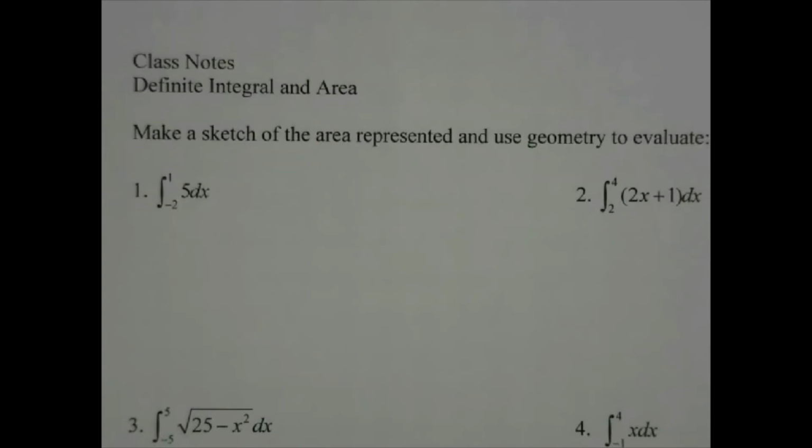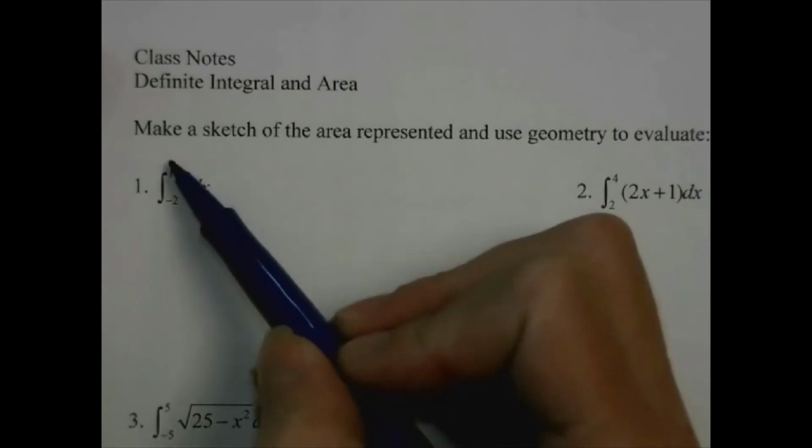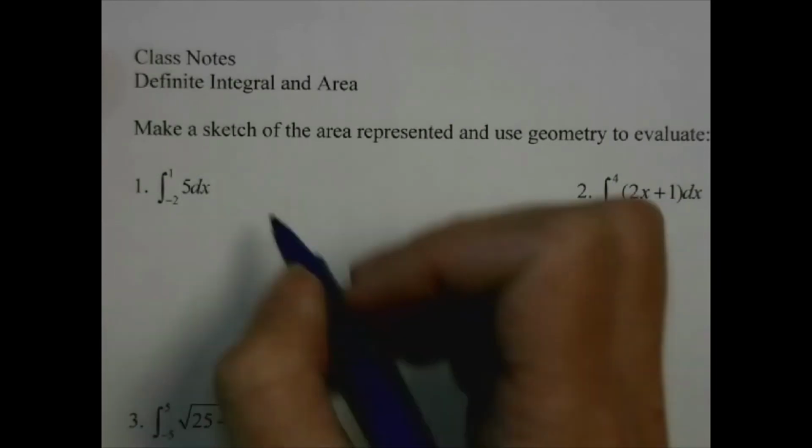So we've defined definite integral in a couple different ways, but the basic idea is the integral is the area under the curve. So what we're going to do here is make a graph and then use geometry, good old geometry, to find the integral value using area. Okay, so our first one, we have the integral from -2 to 1 of 5.